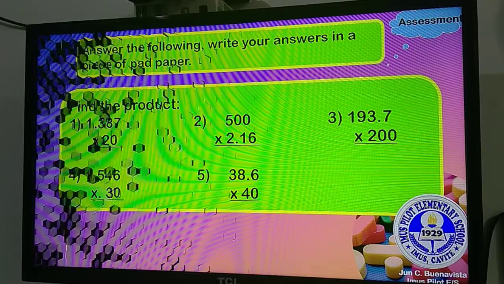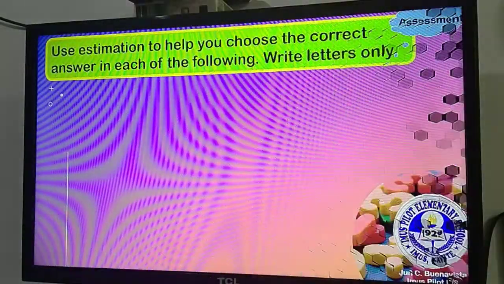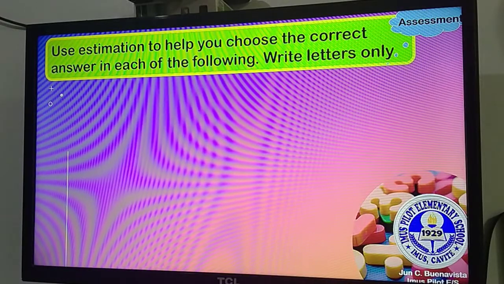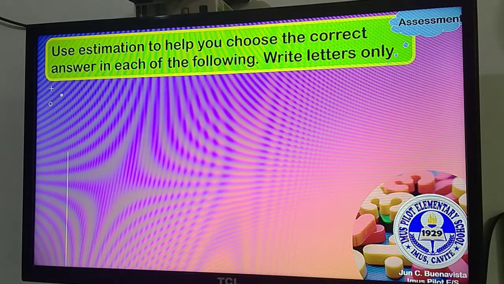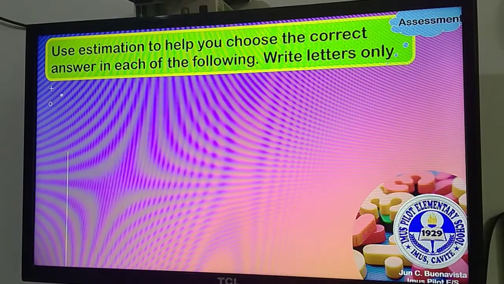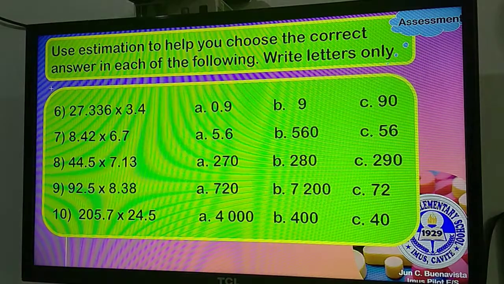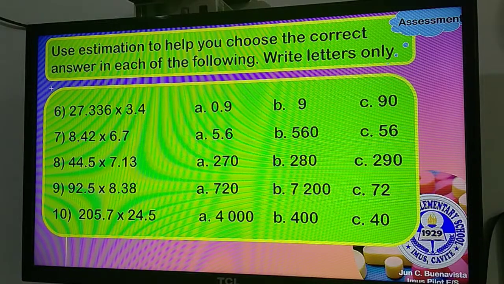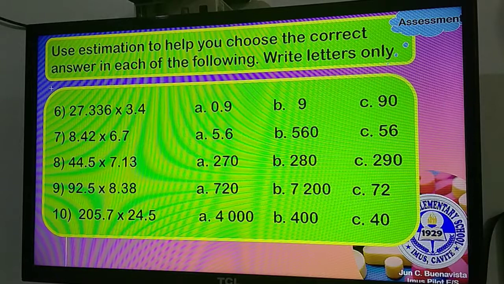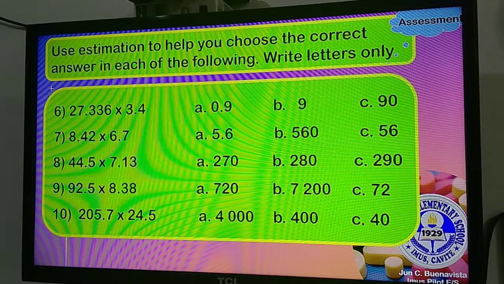Then, for number 6 to 10, use estimation to help you choose the correct answer in each of the following. Write letters only. So, ang isasagot nyo na lang dyan sa 6 to 10, letters na lang. So, yun ang pagpipilian nyo, A to B or C lang. So, number 6, 27 and 336,000 times 3 and 4 tenths. Then number 7, 8 and 4200 times 6 tenths.